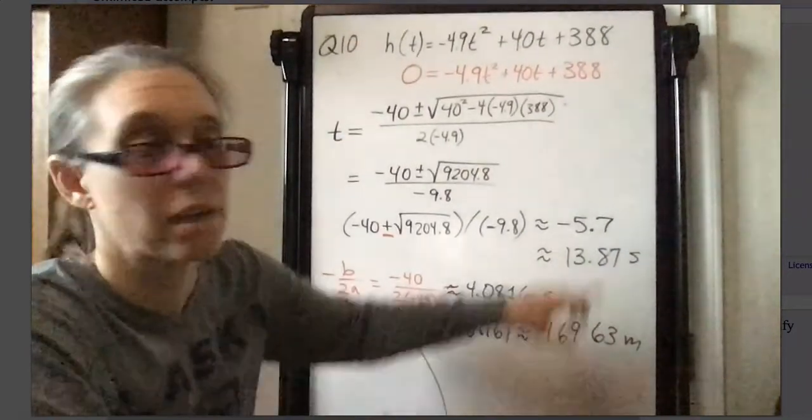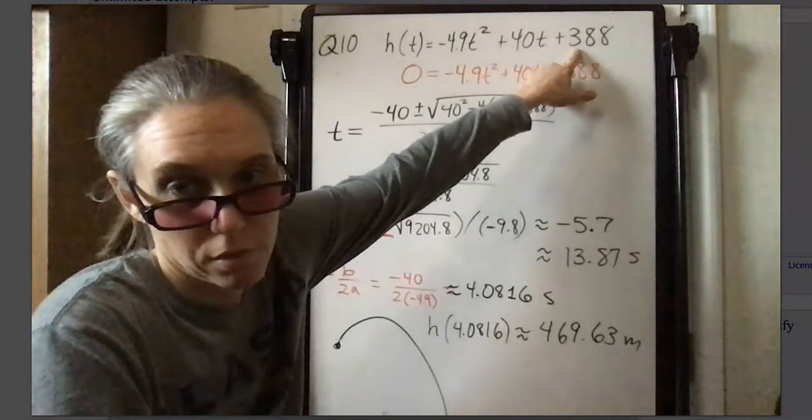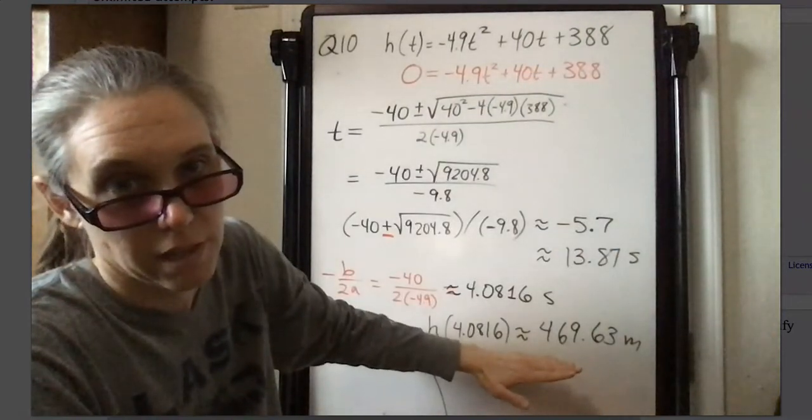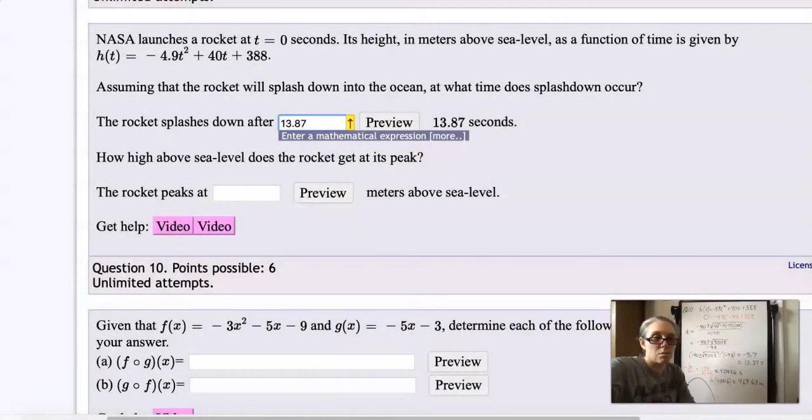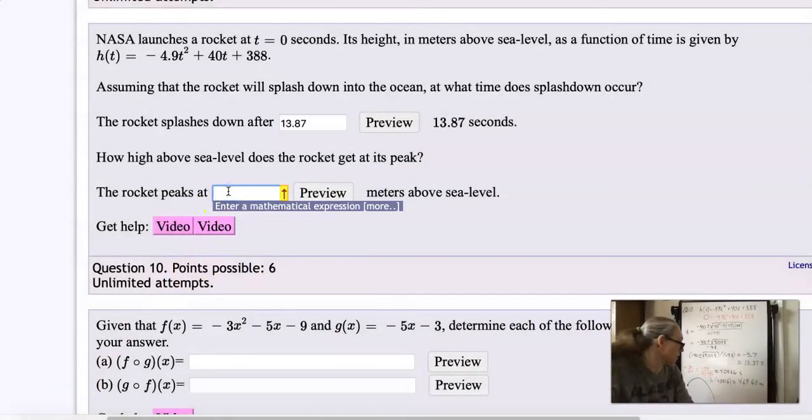Make sure that the peak is higher than the initial height of the rocket. The initial height of the rocket was 388 meters. So the fact that it's peaking this high, it's higher than 388. Okay, so what we're going to do is we're going to go plug those values in. So here it peaks at, we're going to say 469.63. And I, just as a default, tend to round to 2 decimal places unless I'm told otherwise.